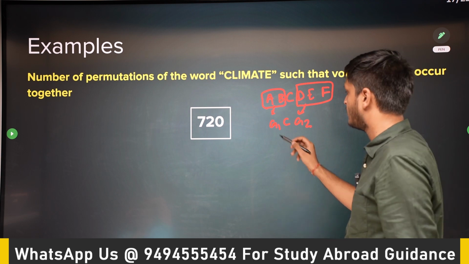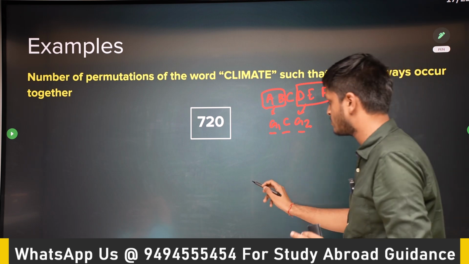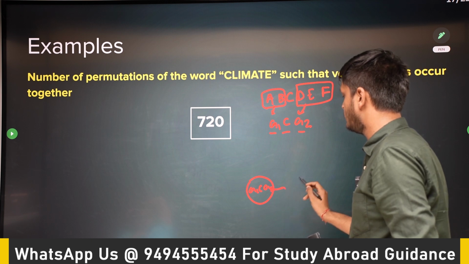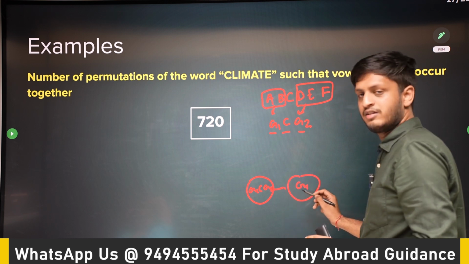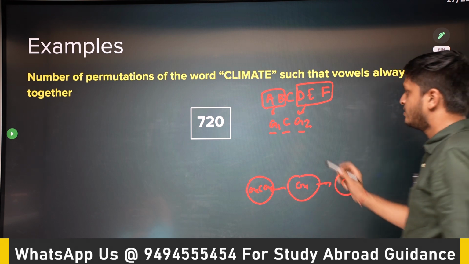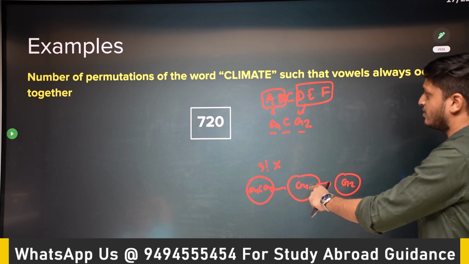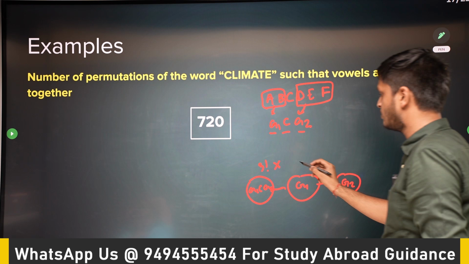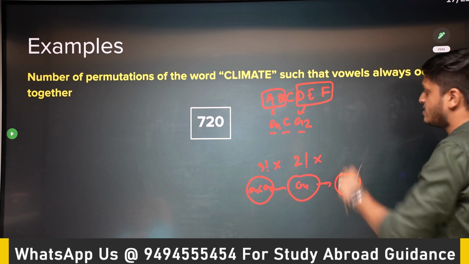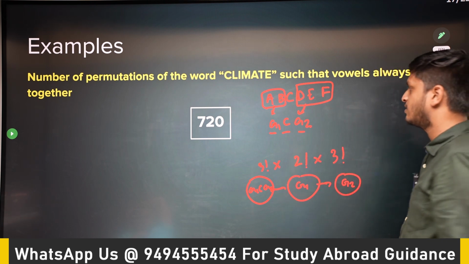You have 3 tasks. Arrange first G1, C and G2. This is your first task. The second task is to arrange all the elements within G1, and also all the elements within G2. These 3 can be arranged in 3 factorial ways. There are 2 elements in G1, which can be arranged in 2 factorial ways. And there are 3 elements in G2, which can be arranged in 3 factorial ways. So for this example, the answer will be this.